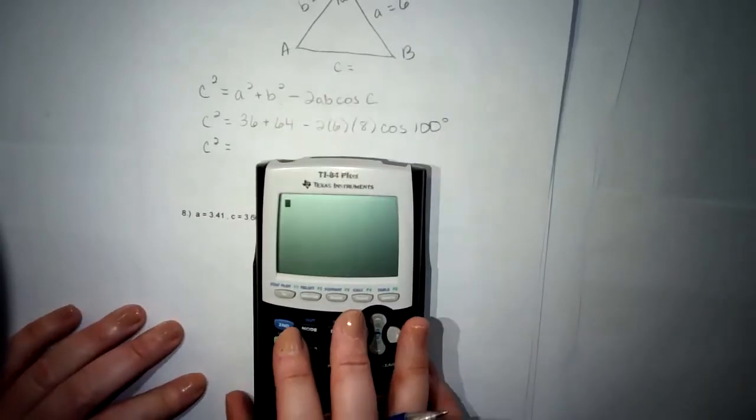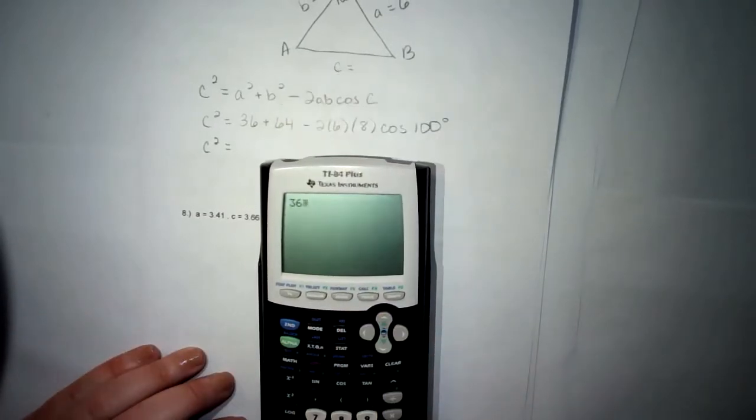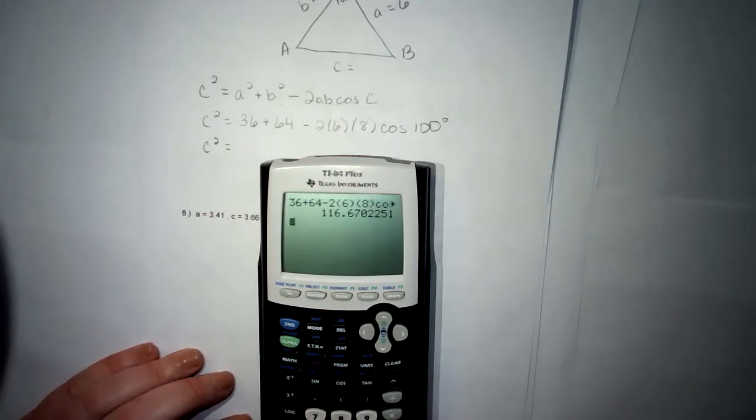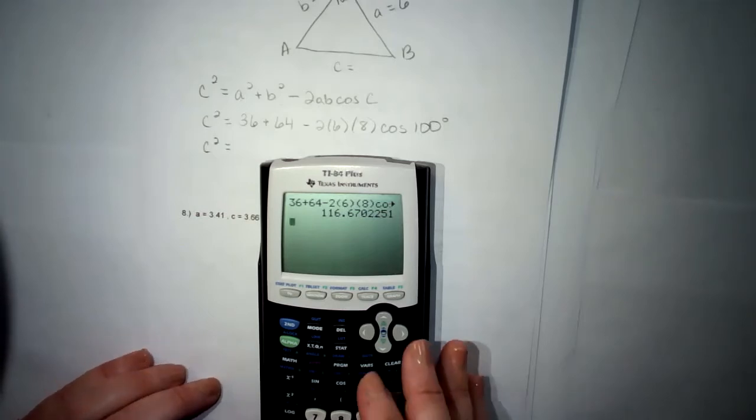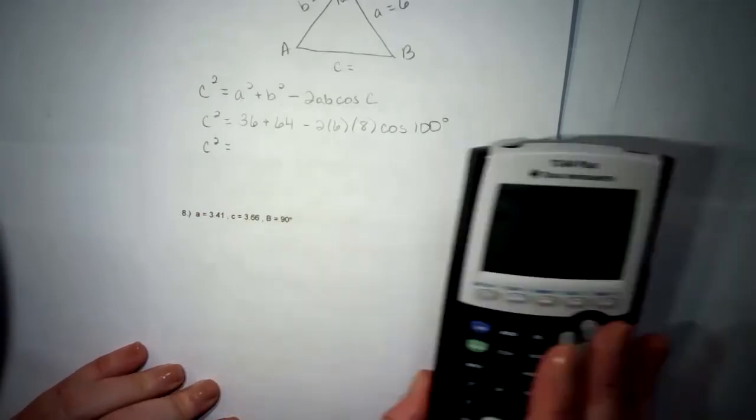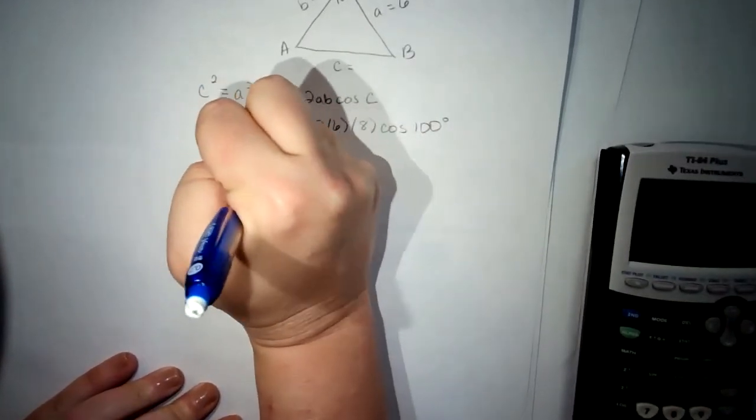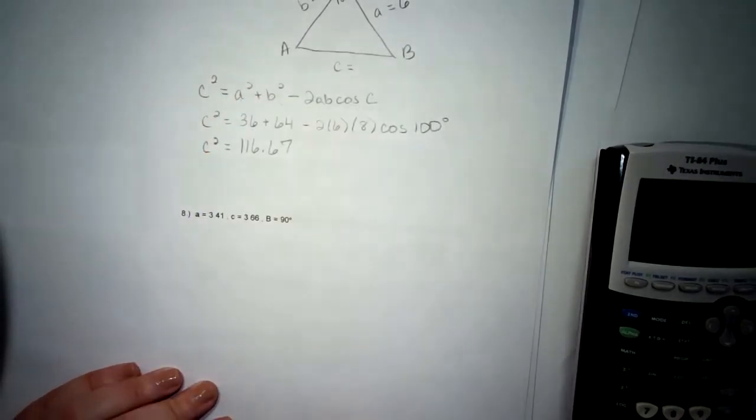Let me get where I can see them both there. So 36 plus 64 minus 2 times 6 times 8 times cosine of 100. I just threw it all in, and I got 116.67. Everybody see how I put it in there? Okay, please do not write that as your answer for side C.